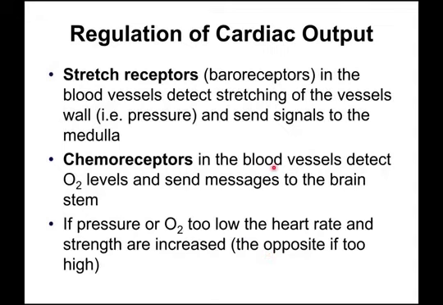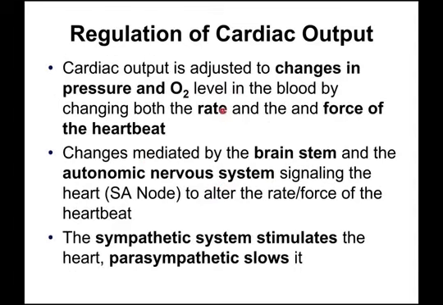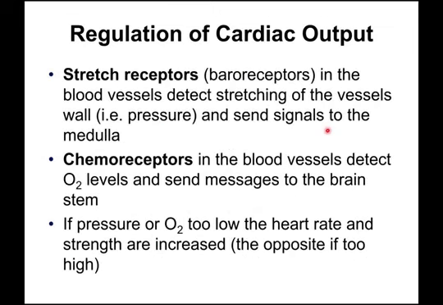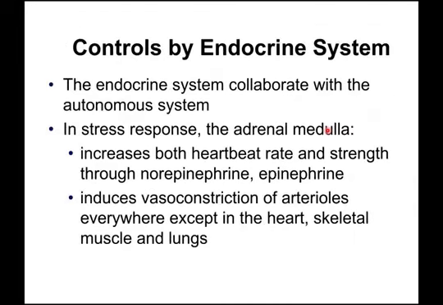Chemoreceptors instead, in the blood vessels, detect oxygen level. If the oxygen, for example, is going low, they detect low oxygen, and they will be stimulating the heart to pump faster and stronger, again in this case through the sympathetic system by going through the brainstem first. Now, pressure and oxygen particularly do regulate also the amount of blood going through.